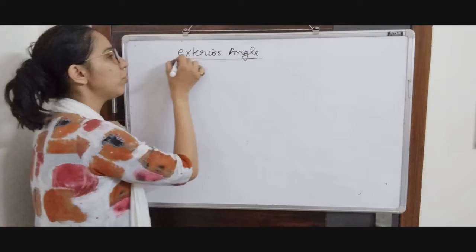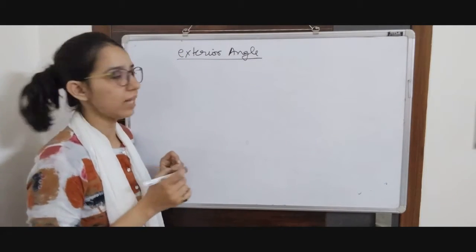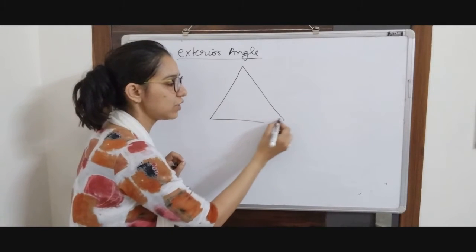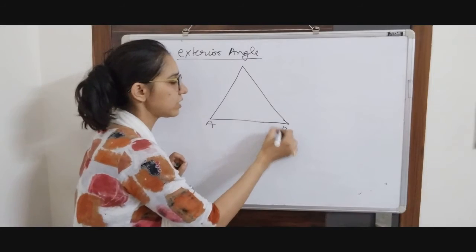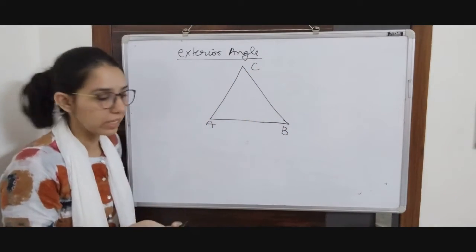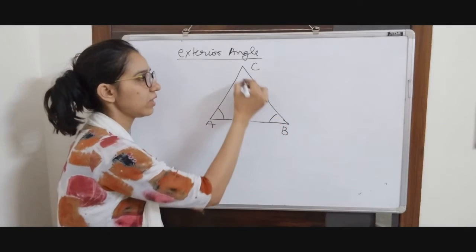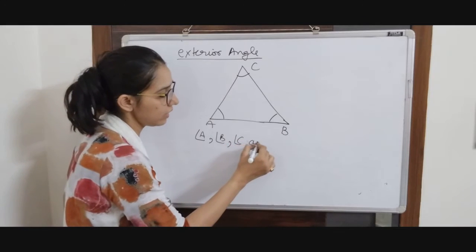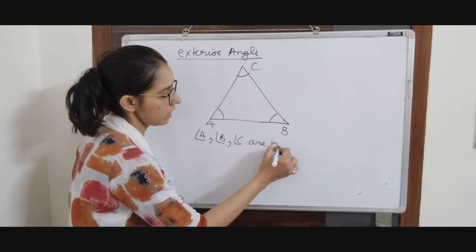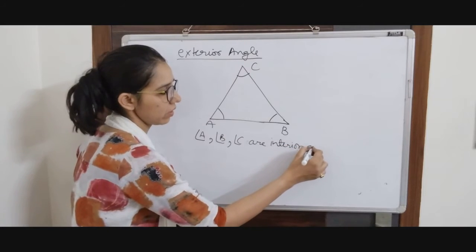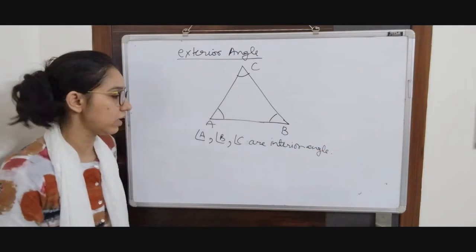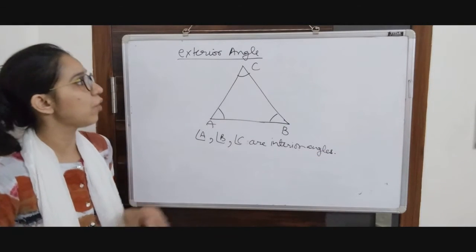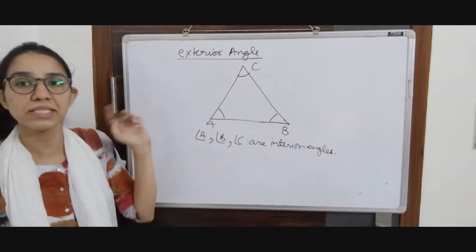When we talked about the elements of a triangle, we said that there are 3 angles in a triangle, and when we said 3 angles, we were talking about interior angles. So angle A, angle B, angle C are interior angles. These angles are considered the elements of the triangle. Now we have a new term, that is exterior angle.